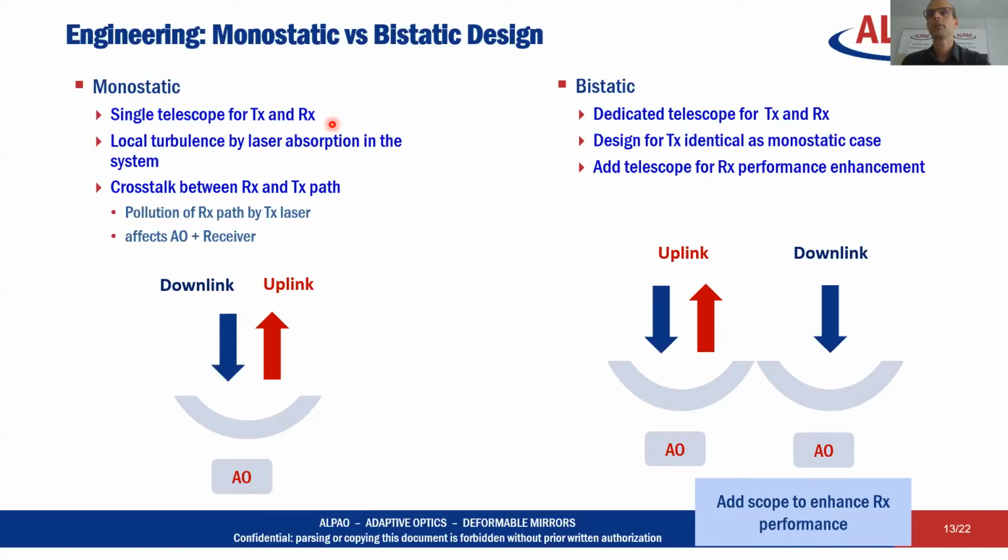Another possibility, which is of course more expensive, is a bistatic design, where you have a dedicated telescope for transmitting and for the receiving side. So basically the uplink telescope works the same. You just keep the same telescope and you add a second telescope for the downlink only, which will allow you to increase the performance on your downlink scenario, on your downlink system.